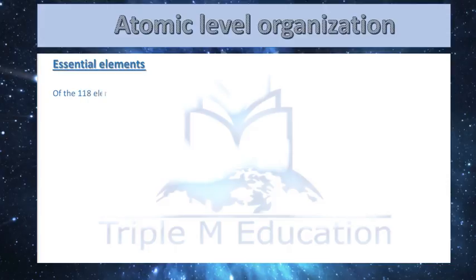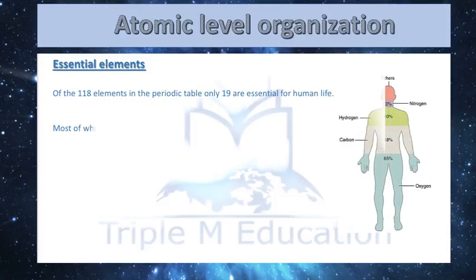Of the 118 elements in the periodic table, only 19 are essential for human life. Most of these are restricted to the first 4 rows of the periodic table, with only 2 or 3 exceptions.